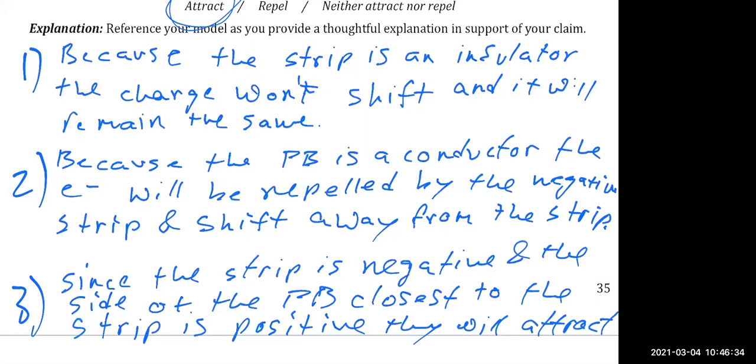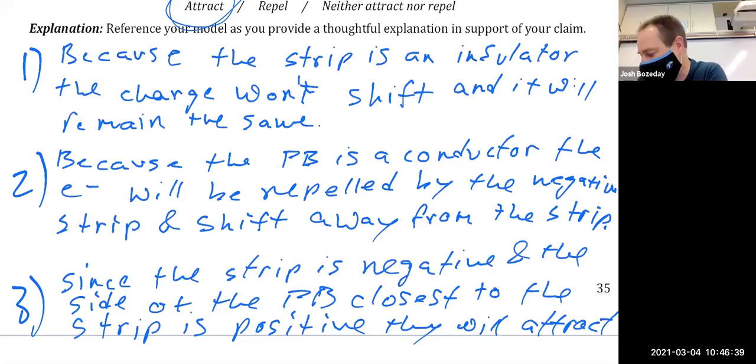Then give me a signal if you said the second thing: because the pith ball is a conductor, the electrons will be repelled by the negative strip and shift away from the strip. Give me a signal if you wrote something like that, that the pith ball is a conductor, and so the electrons will shift away from the negative strip. Oh yeah, for sure. The words you would want to use are conductor and shift away. Those are the key words.